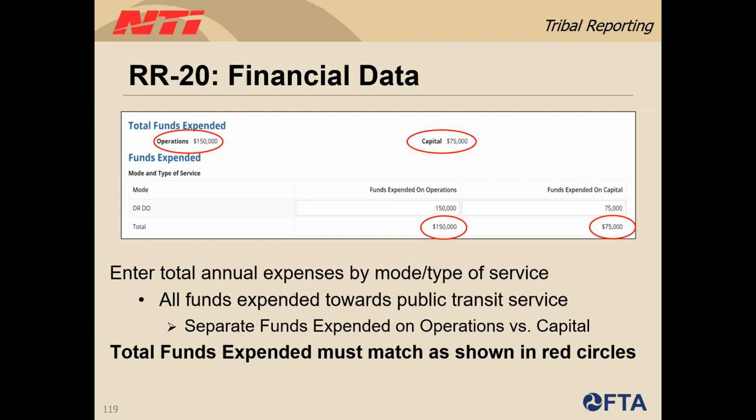So the sum of your funding sources should match the value that you enter for total funds expended by mode and type of service, which is again a number that you manually enter as shown by the circles here. And as another reminder, financial data should reflect funds that were expended during the fiscal year and not funds earned.